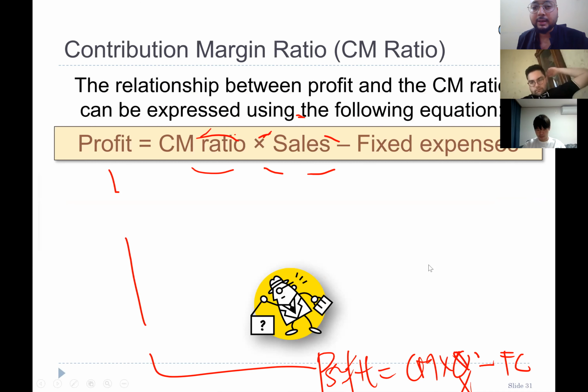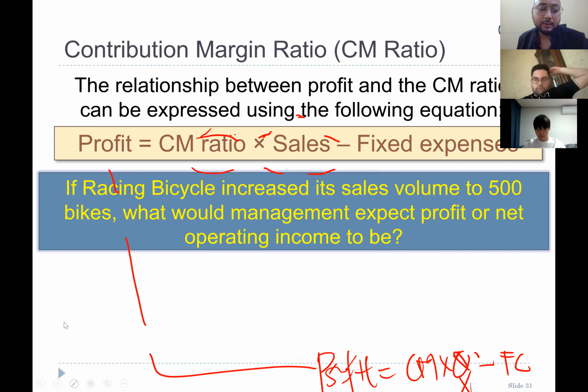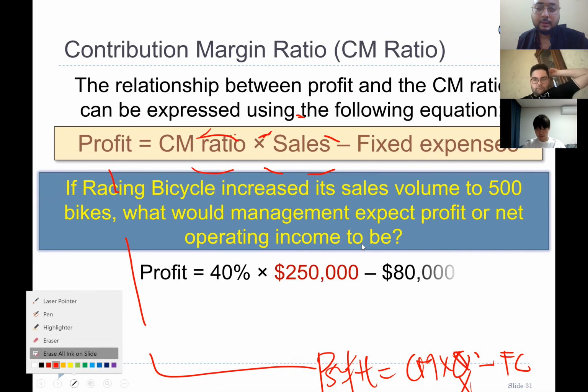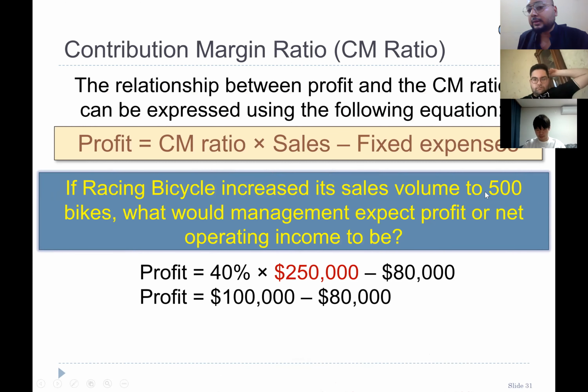So let's verify that. If RBC increases sales to 500 bikes, what profit would the management expect? Here, we know that 40% of the total sales, the answer would be 100,000 minus fixed cost, the answer would be 20,000. Right? So we verified this equation as well.